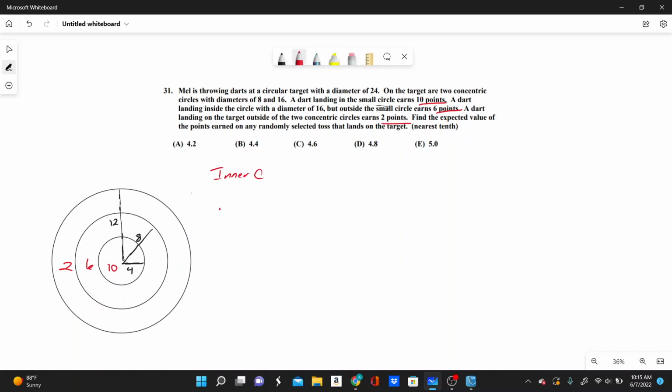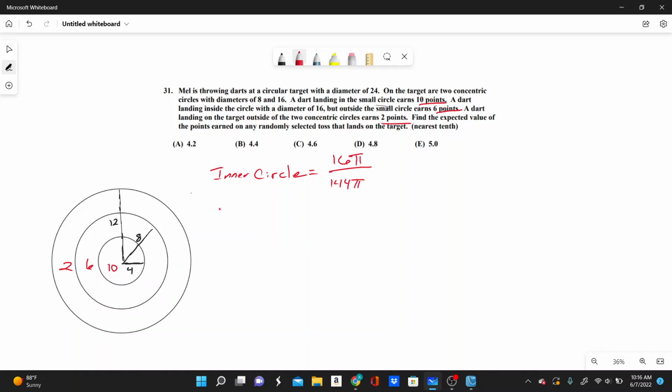We can think about probability as just being the area of that circle divided by the total area. It tells us the proportion of the board that we're dealing with. The inner circle has a radius of 4, which tells us it has an area of 16 pi, using area equals pi r squared. Then, divided by the total area, which is a circle with radius of 12, that will be 144 pi.